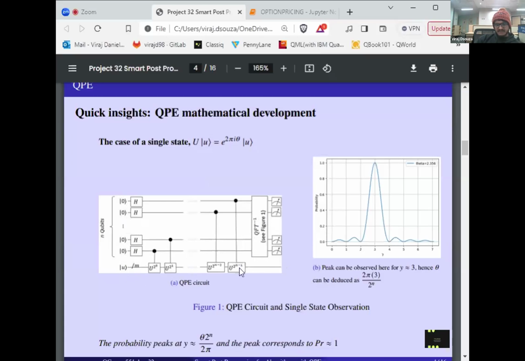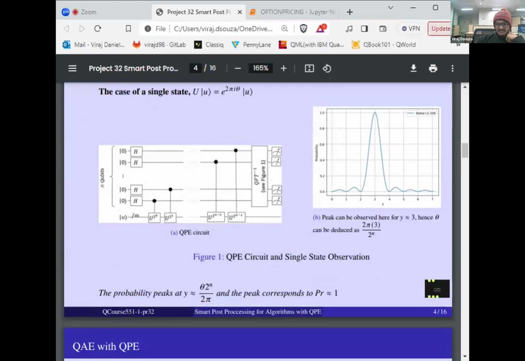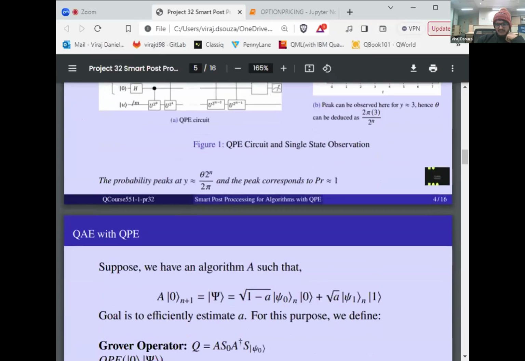So we repeat this experiment for a number of shots to get an outcome state whose probability is maximum. Let's call that state y. And from this, we can estimate the value of theta using the formula below. So this is the quantum phase estimation algorithm.